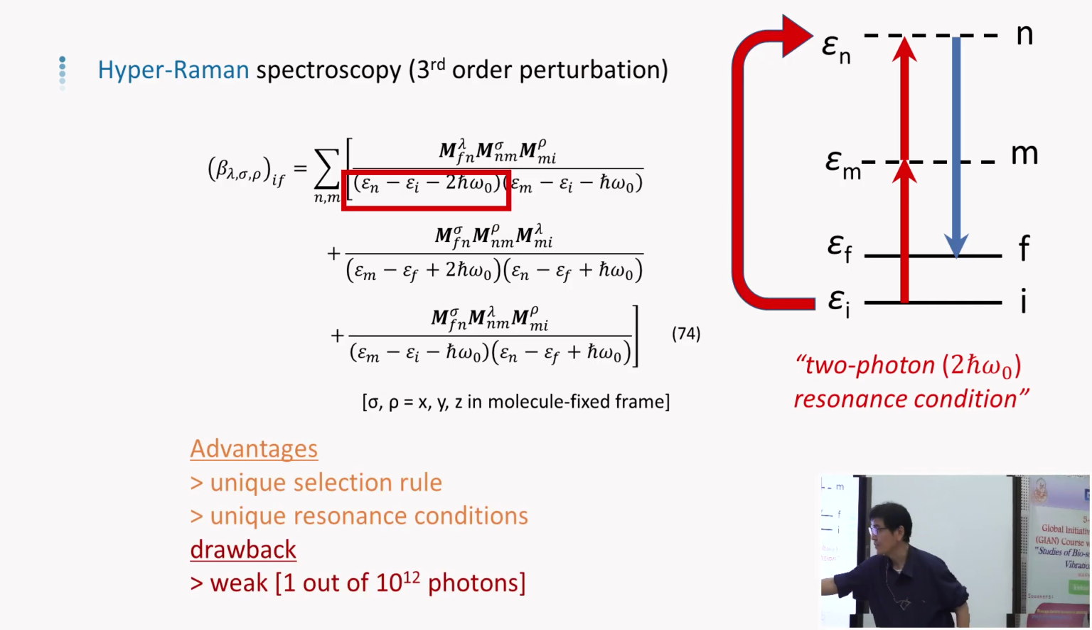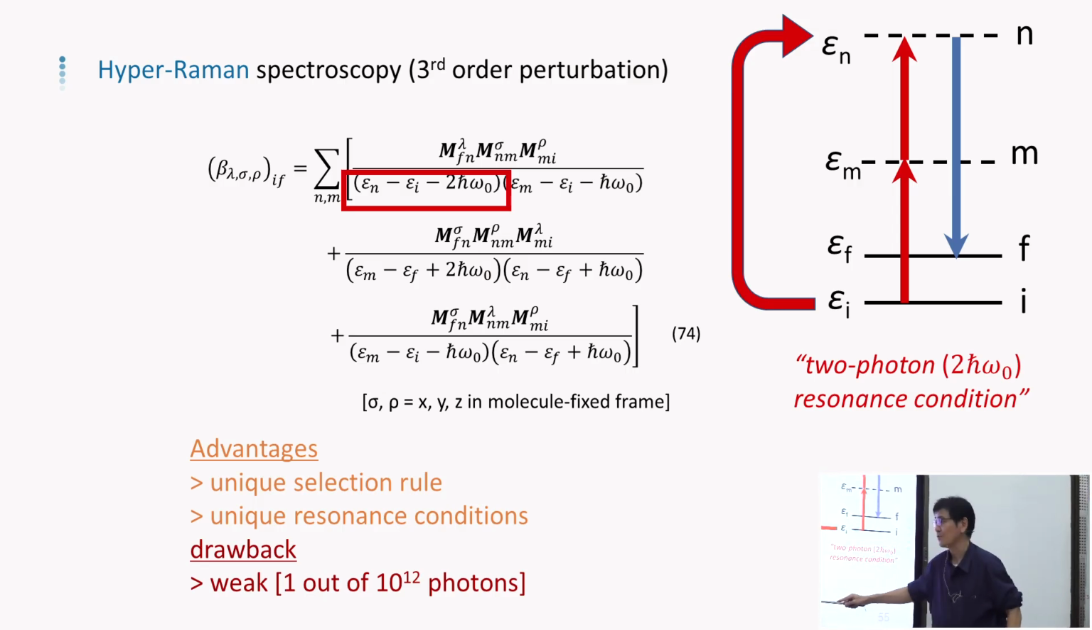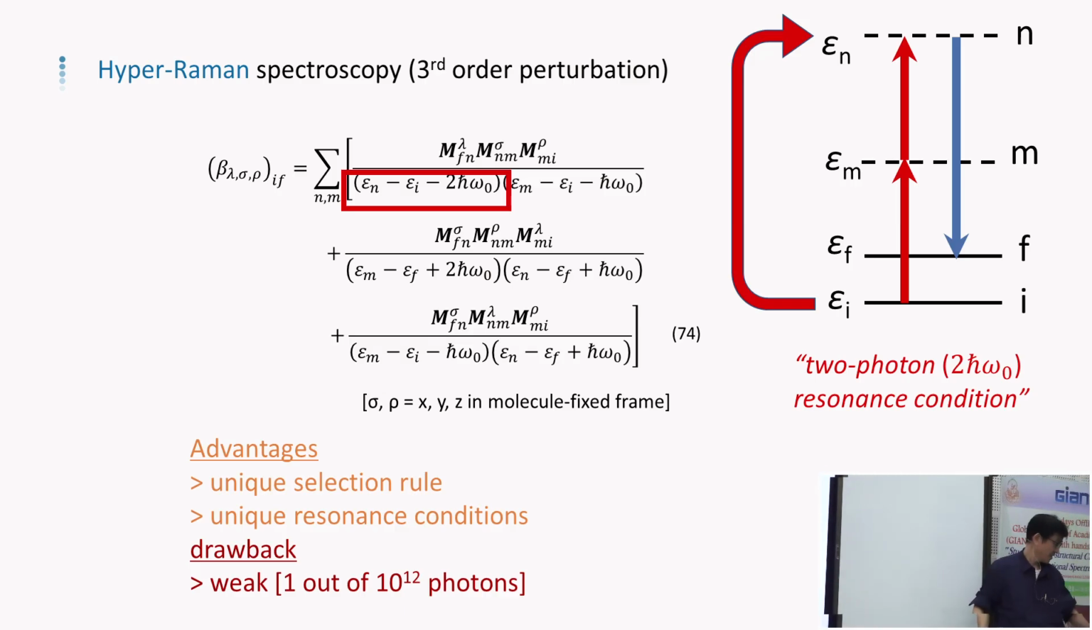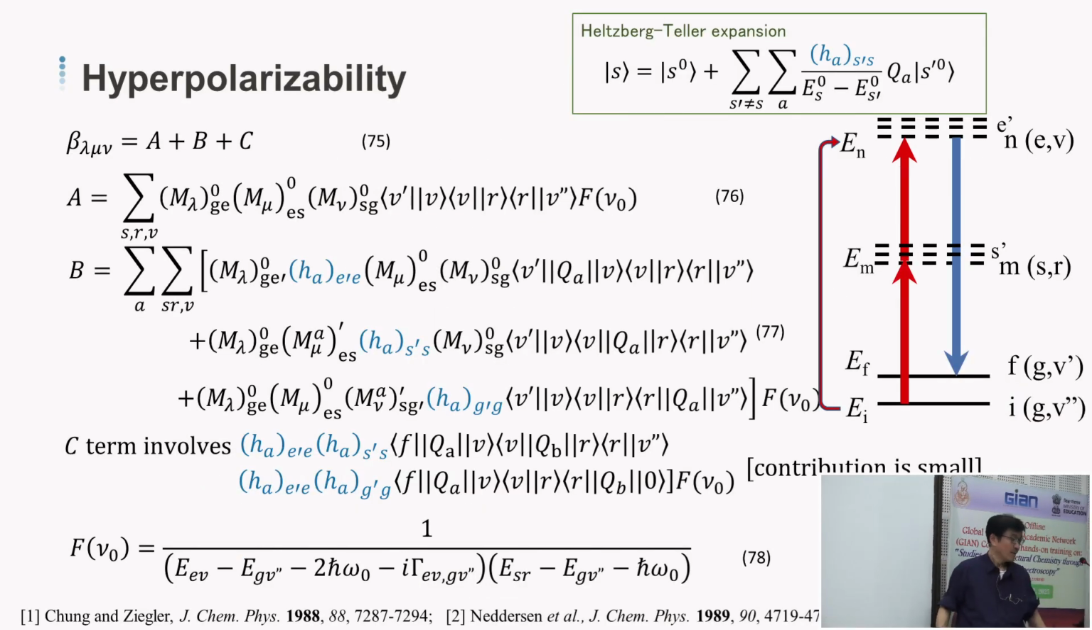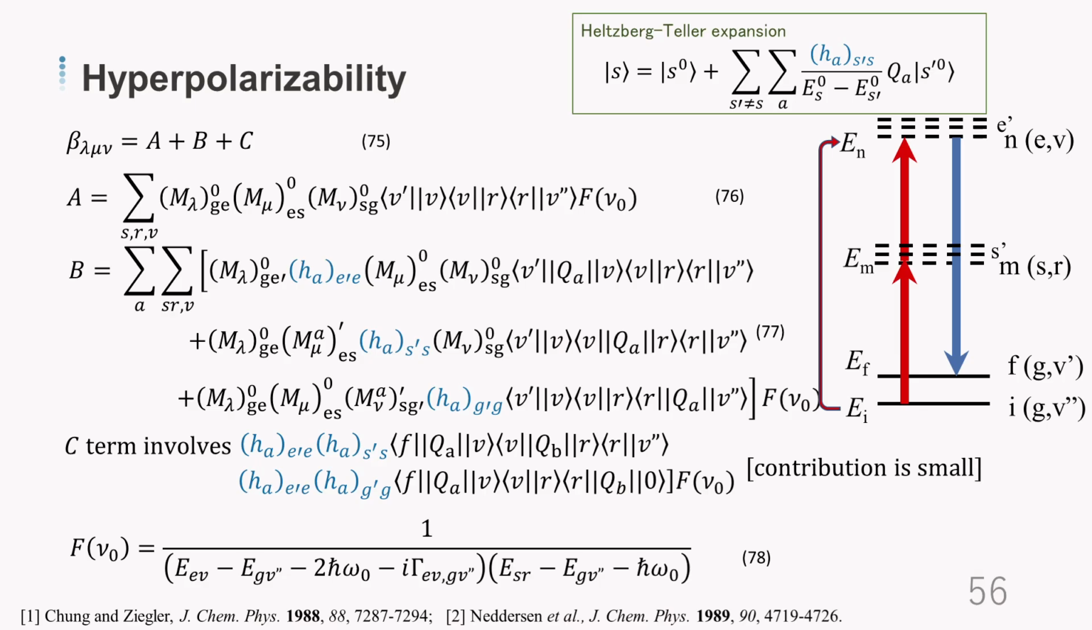Advantage: unique selection rule, unique resonance condition. Drawback: it's weak. One photon out of 10 to the 12th power photons. Okay. This is the last page.